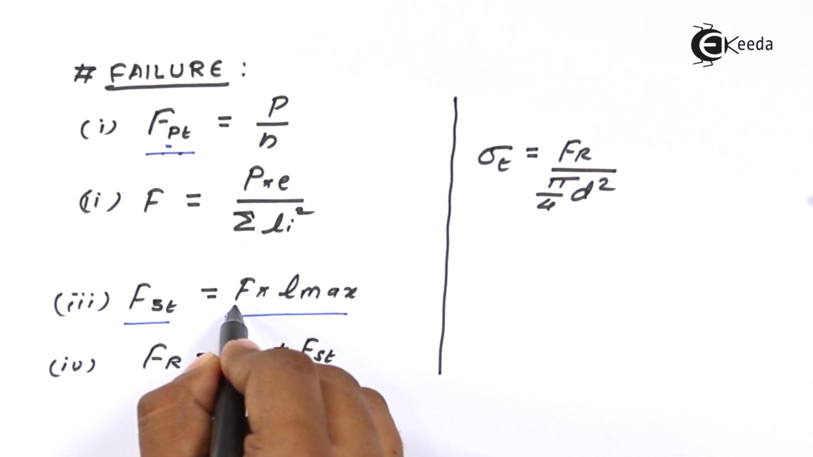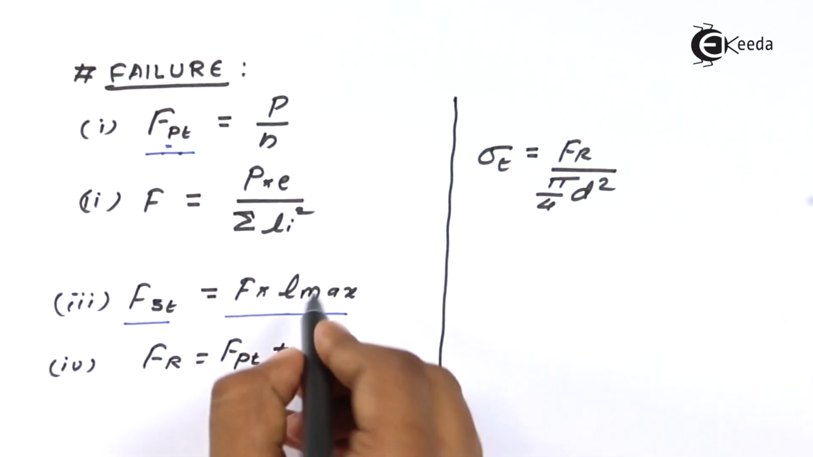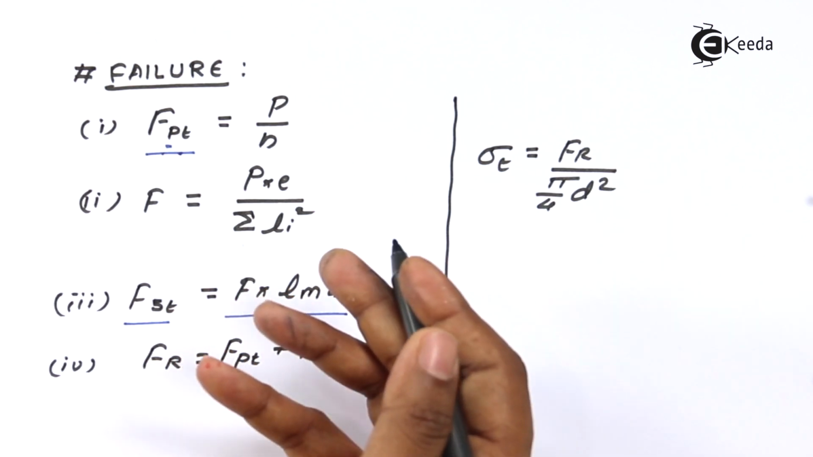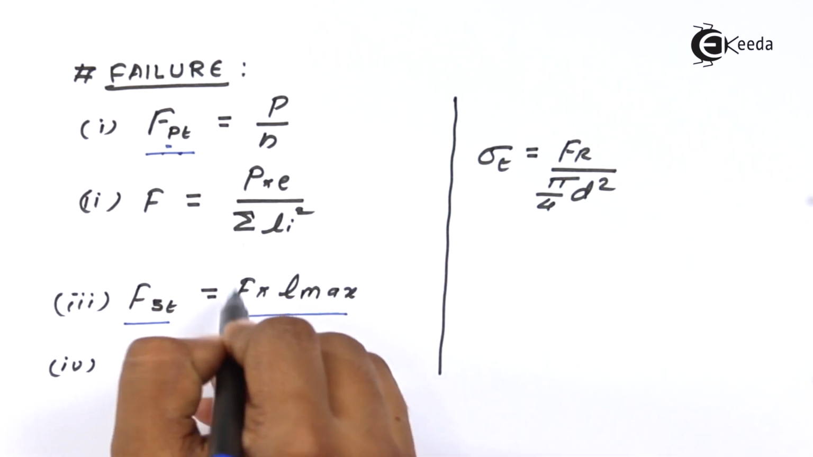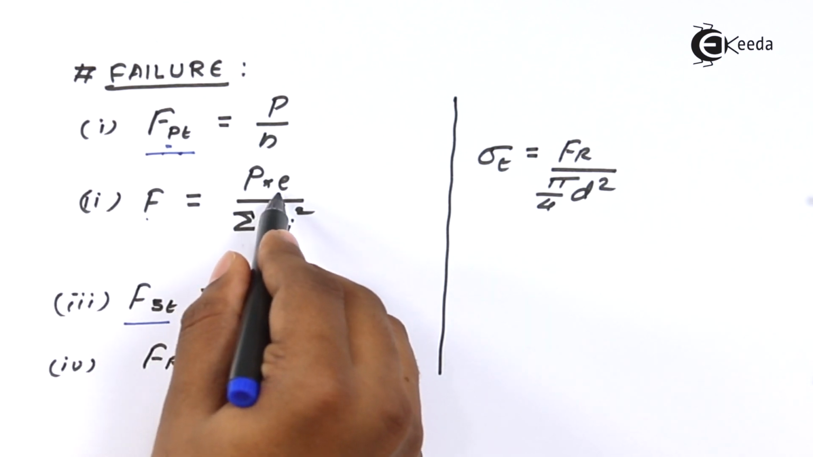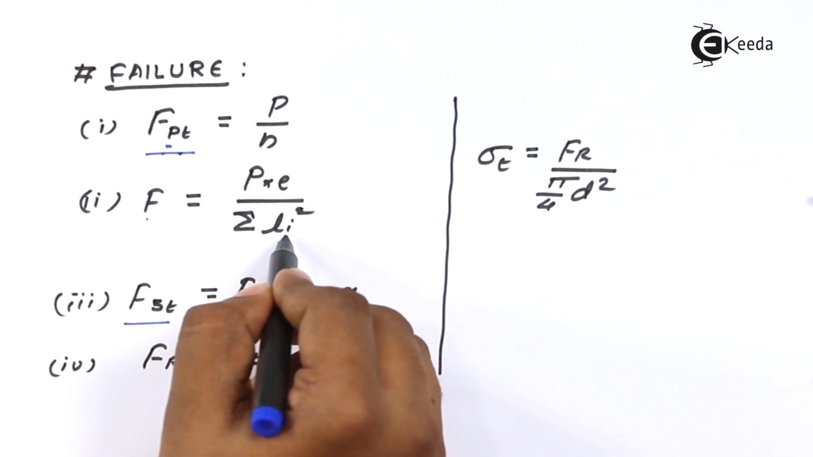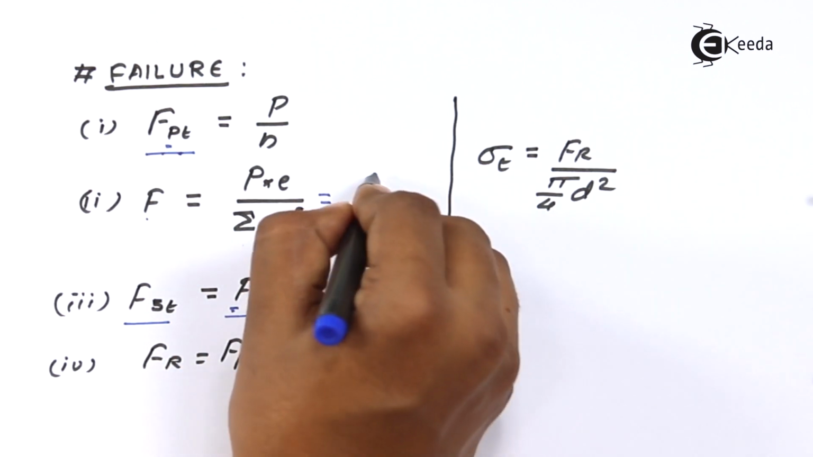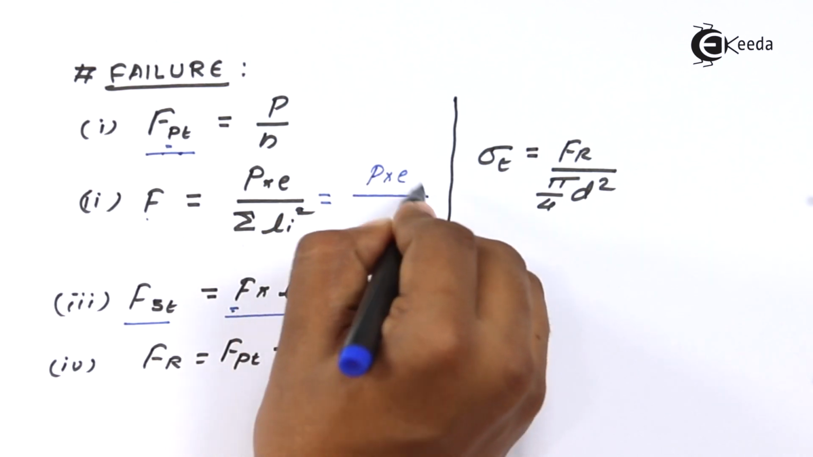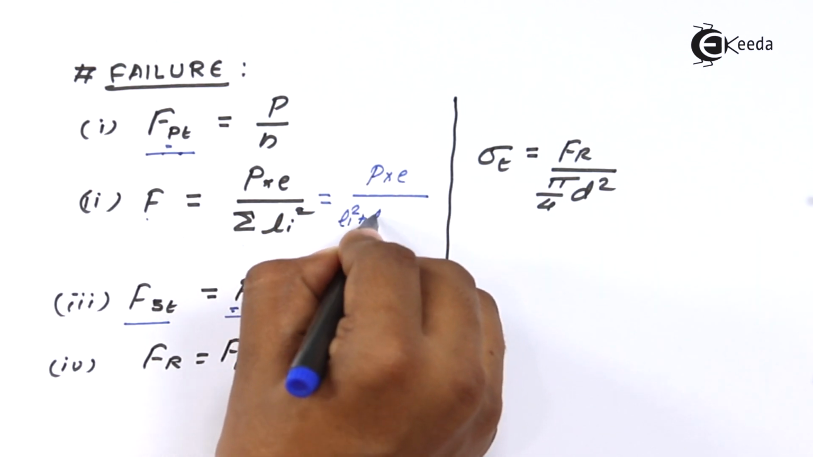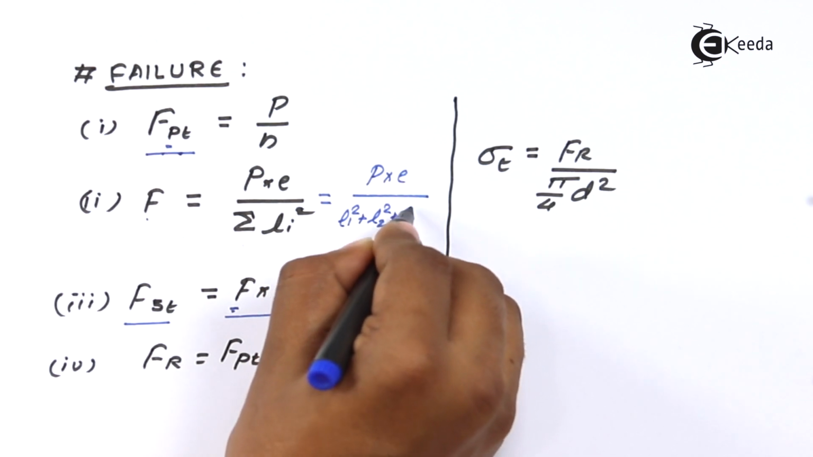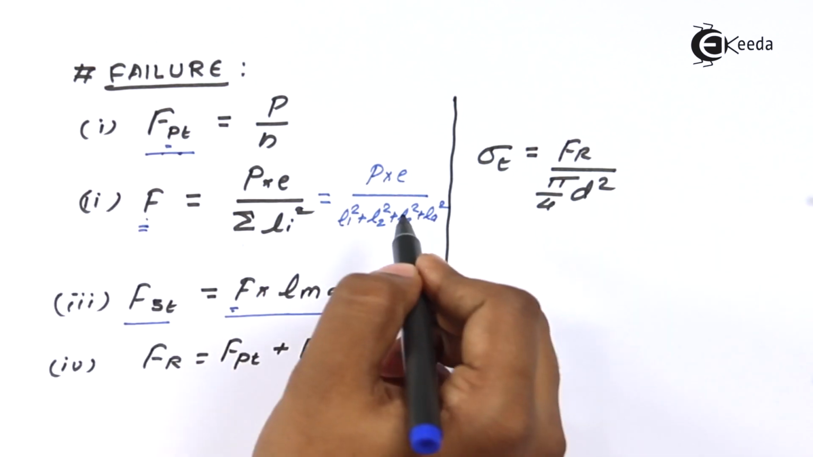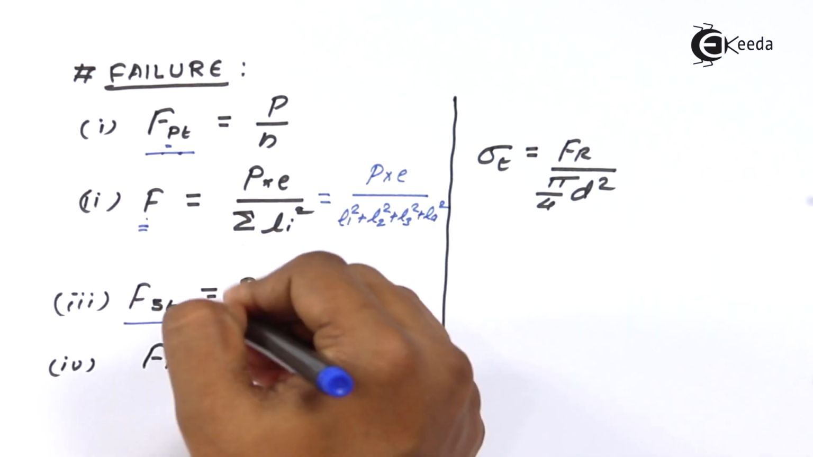It is the actual F, the actual normal F, that is because of tilting, into maximum length. So in our case, the maximum length is either L3 or L4. To find out F, the expression is this. It will be P into E divided by the summation of length square. So in our case, where there are 4 bolts, it becomes P into E divided by L1 square plus L2 square plus L3 square plus L4 square. So that is how we can find out value F.